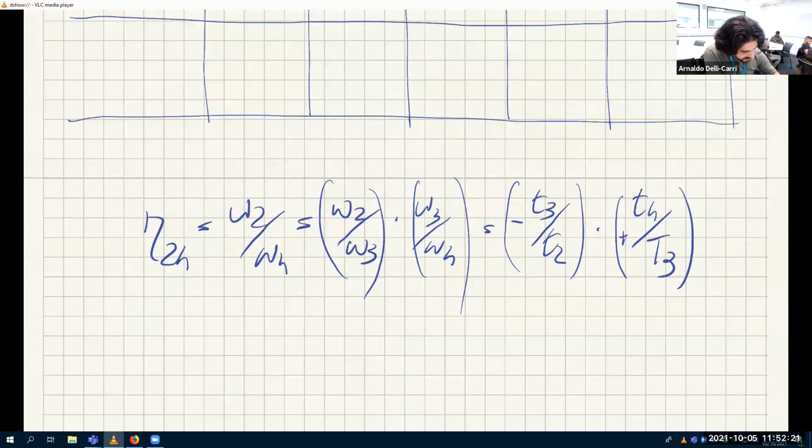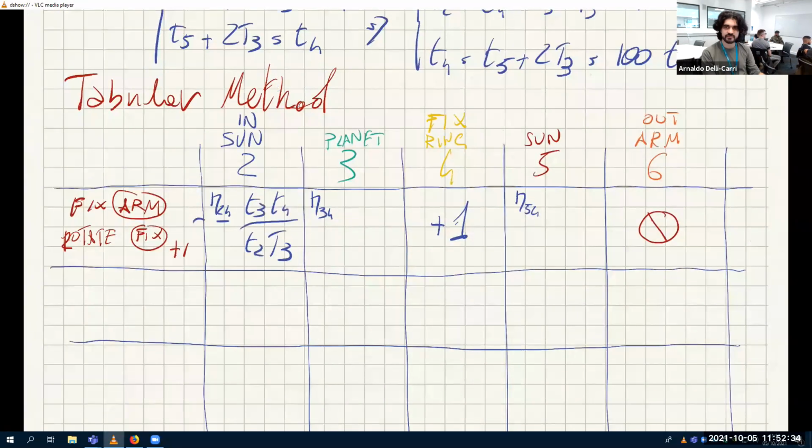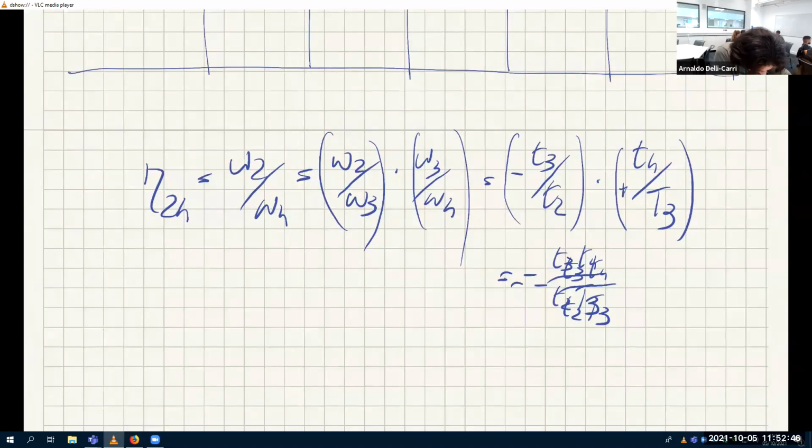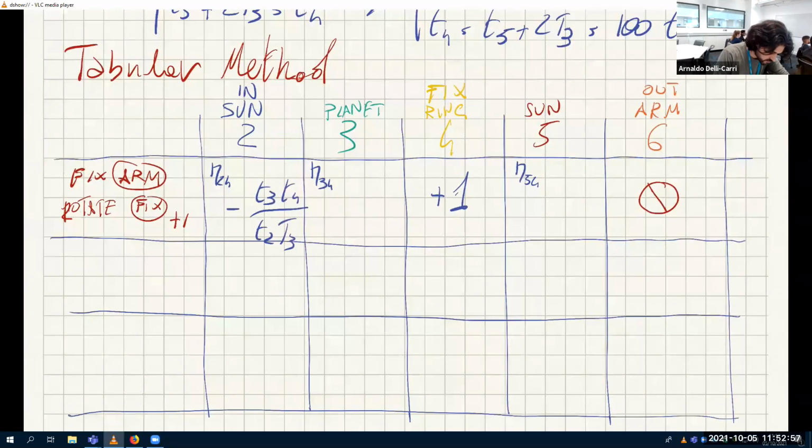So in total, eta 24 is equal to minus t3 t4 divided by t2 capital T3. And this one, I take it as it is and I shove it here. There you go. All right. So let me rewrite it down. Minus t2 t3 divided by t4. Is it? No, it's the other way around. Sorry. Let me copy this. This is what you need.